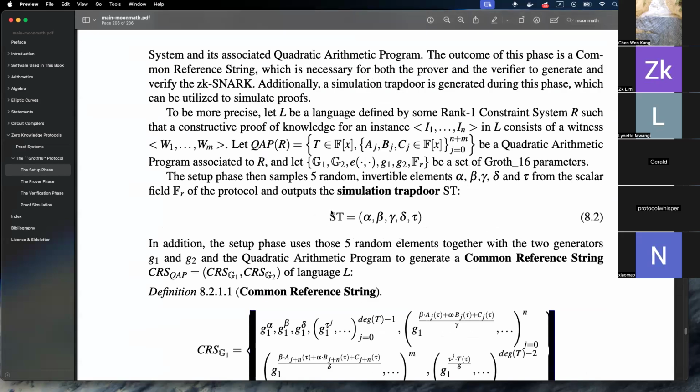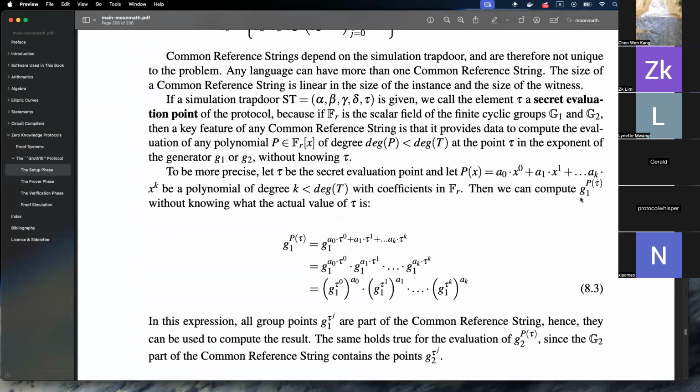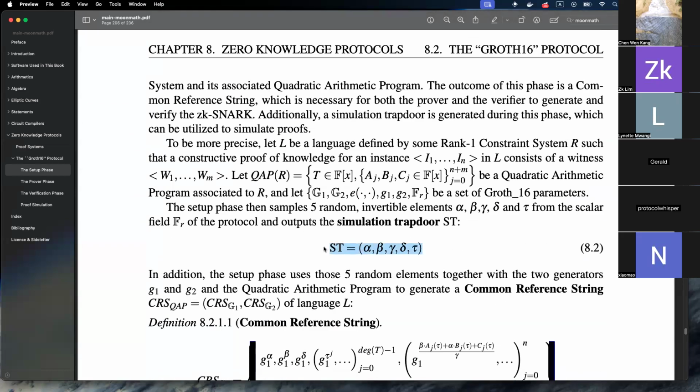There's also a mention of the simulation trapdoor, which is alpha, beta, gamma, delta, and tau. Let's talk a little bit about what these are. These essentially are secrets that you choose during your setup. We call them the simulation trapdoor, but you may know them as toxic waste, which means exactly what it says. If these values are known by any malicious actor, they can create a fake proof. That's why we call them toxic waste.